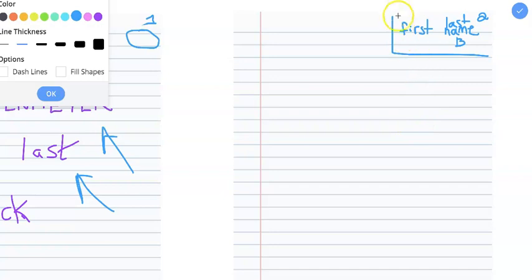I need it to be organized. So for you to get credit, for me to know who it is, this is what I need you to follow. Every single person in this class is going to put their page number, first and last name, and then the block. So this is how I want you to set up your notes.